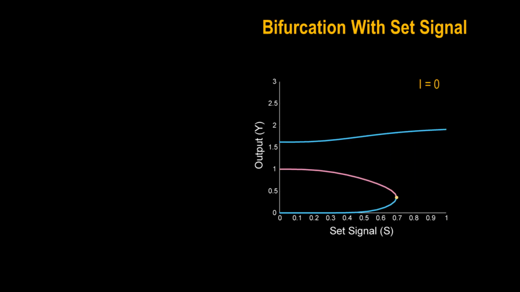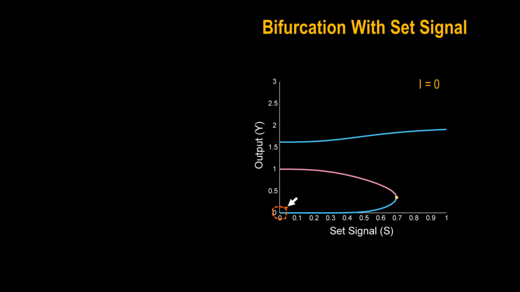Here is the bifurcation plot considering S as a bifurcation parameter. Here inhibition is absent, so I equal to 0. The blue lines are the stable steady states. Pink is unstable. When the set signal is very high, say S equal to 1, there is only one steady state which is stable. When S is 0, there are 2 stable steady states. One of them is 0, 0.